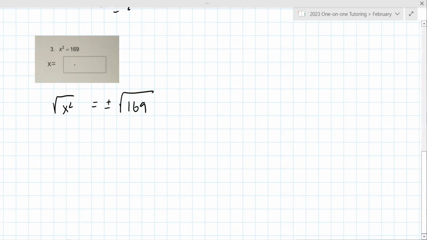13, yeah. So plus or minus 13. There's a list of all these squares and square roots that you need to know. I don't know where you're supposed to stop, but 13 squared is 169, so that might be the one to stop at. I'm not sure.